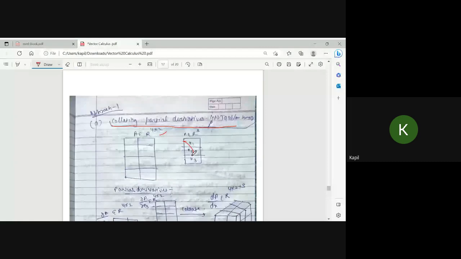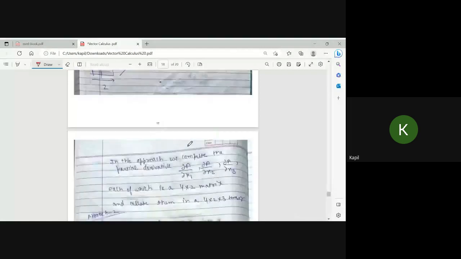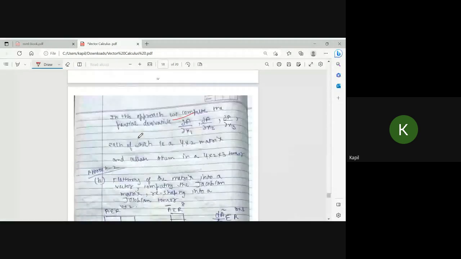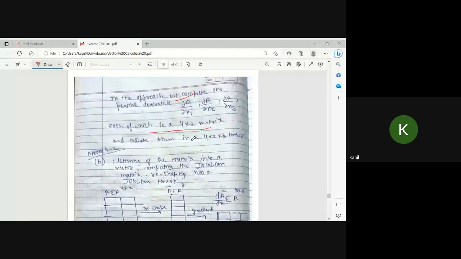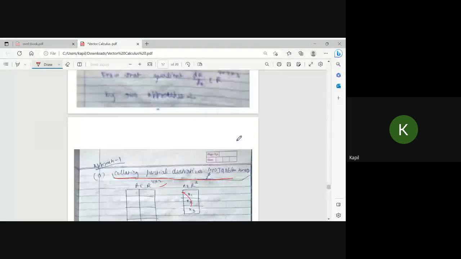So this will become our 3D space. So this is approach number 1 to find the gradient of this matrix. In this approach, we compute the partial derivatives del A by del x1, del A by del x2, del A by del x3, each of which is a 4 into 2 matrix, and collect them in a 4 into 2 into 3 tensor, which is also called the Jacobian tensor. So this is approach 1.